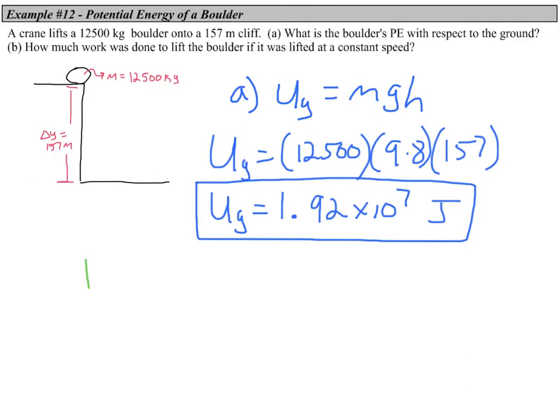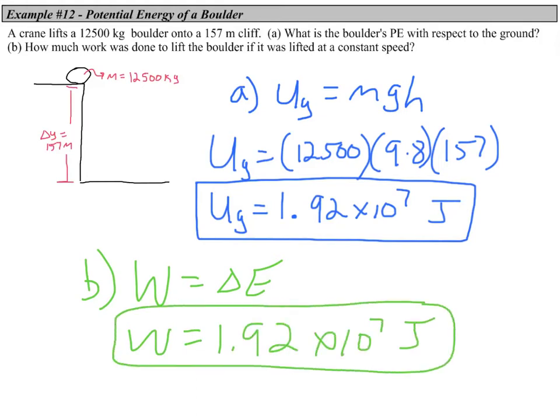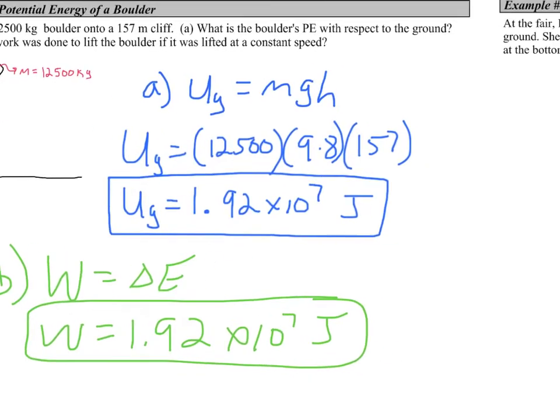Now for part B, we want to know how much work was done to lift the boulder if it was lifted at a constant speed. If it's lifted at a constant speed, its velocity is not changing, so we're not changing its kinetic energy as we lift it. We're only changing that potential energy, and because work is equal to the change in energy, then the amount of work that was done is the same 1.92 times 10 to the 7 joules. So let's look at another example.